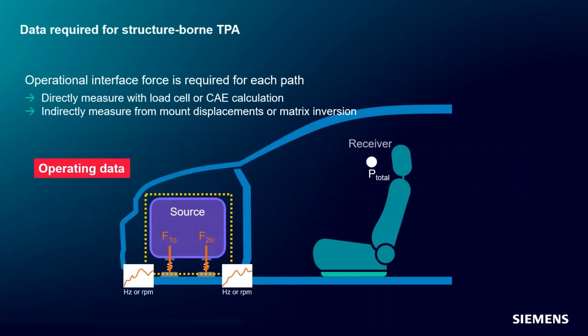Breaking this down a little bit, here, and I think this is very helpful in general when you're trying to do a transfer path analysis. If you can imagine a mental cut, if you will, that separates the source from the structure, like that dashed yellow line. Anything that crosses that dashed yellow line between the source and the structure is considered a path.